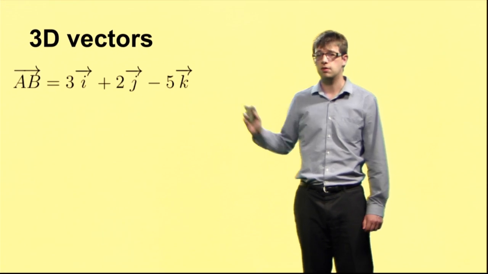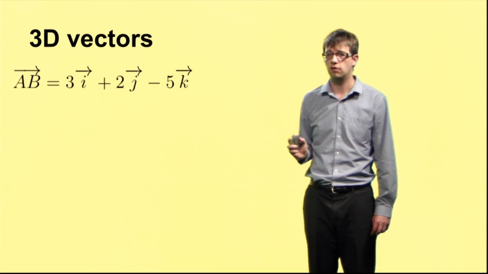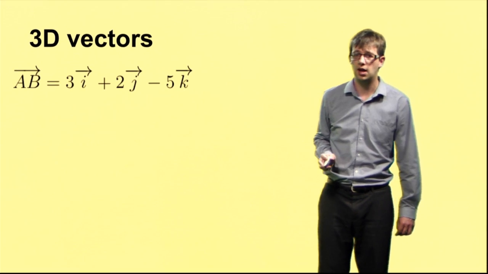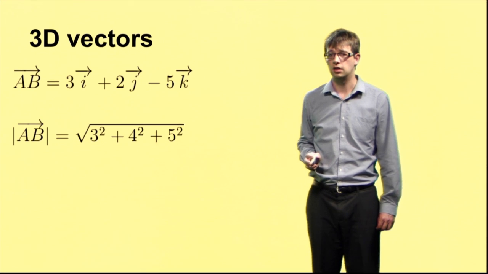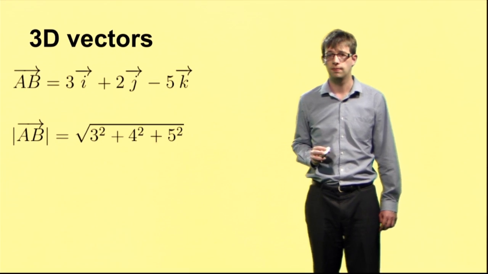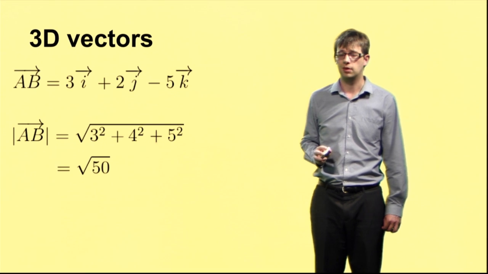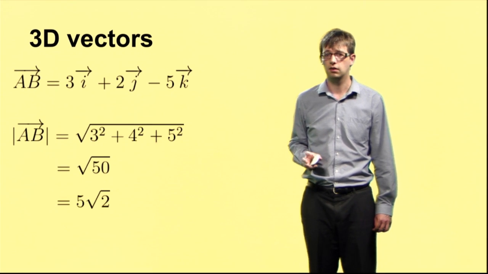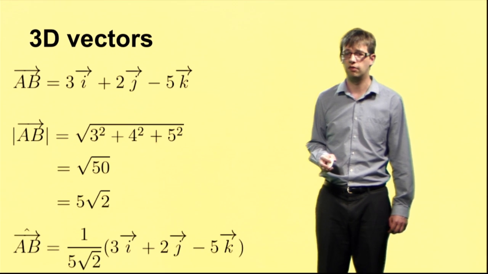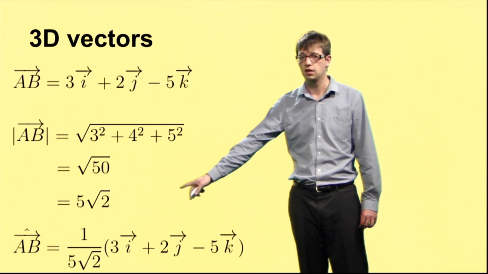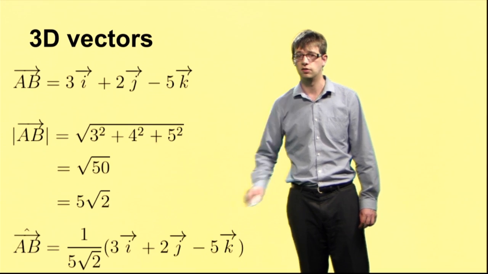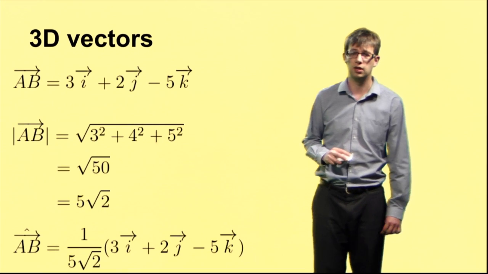Vectors can also be represented in 3D space. So we've added an extra dimension of space here, this k component. We can find the magnitude in the same way as for 2D. We just add this 5 squared on here, so it becomes square root 50. We can simplify that down to 5 root 2. And then if we wanted to find a unit vector AB, we just divide by its magnitude. So we found the magnitude 5 root 2, just divide by that magnitude, and we get the unit vector in 3D space.